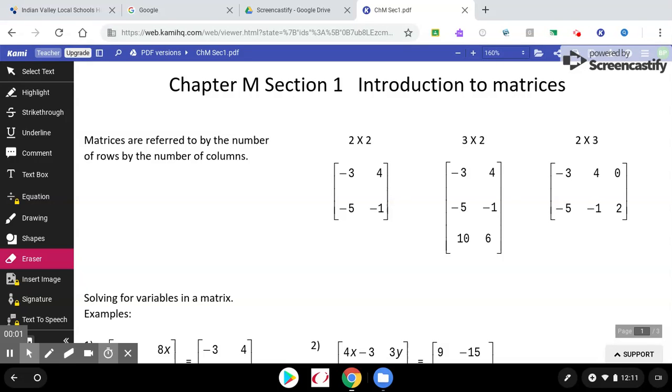Hey, welcome to some tutorials on matrices. So this is like an ACT thing, guys. Normally we wouldn't bother doing this in Algebra 2, but you're going to be taking the ACT at some point, so we're going to give you a little background information.